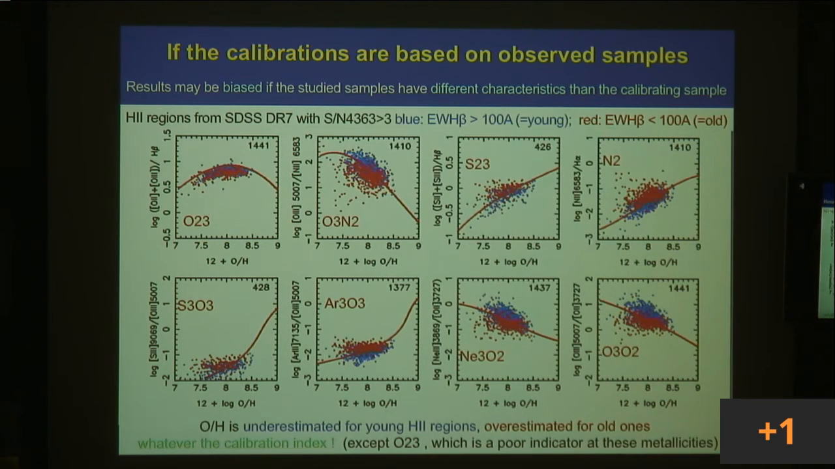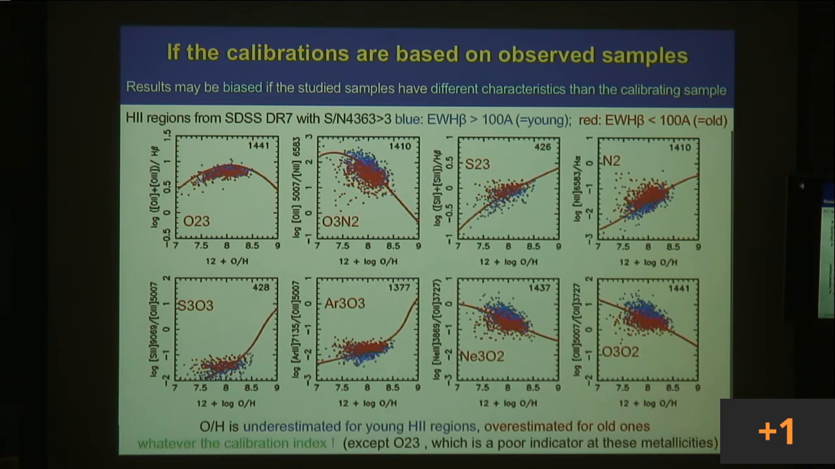They have low equivalent widths. And all these little panels are different indices to measure the abundance. And the red line is the line that is used to determine the abundance from a given line ratio.